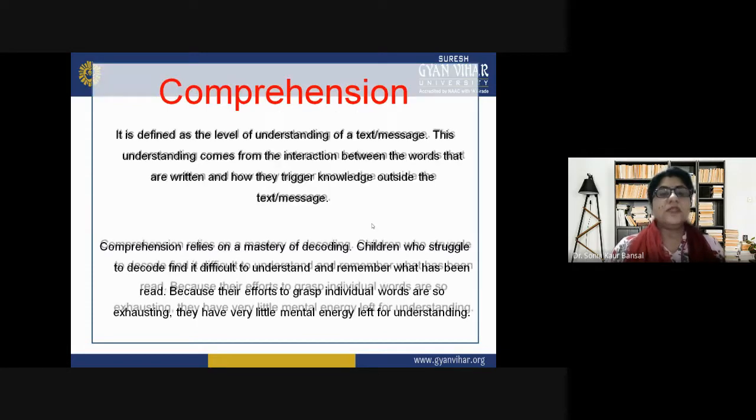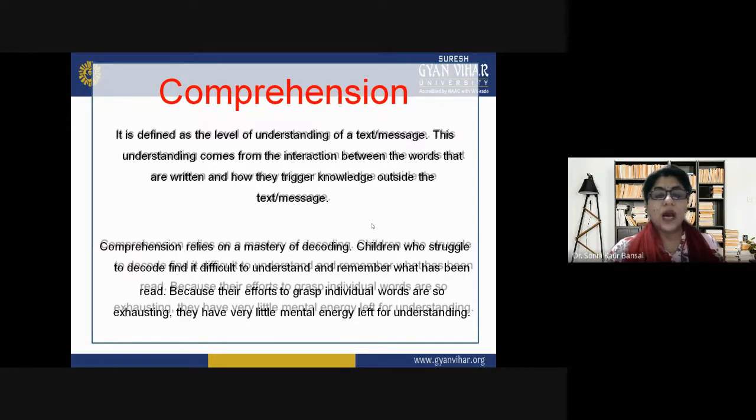Next is comprehension. Comprehension is defined as the level of understanding of a text message. How do you understand when an unseen passage is given in front of you, maybe in the form of prose or poetry or anything? This understanding comes from the interaction between the words that are written and how they trigger knowledge outside the text message.